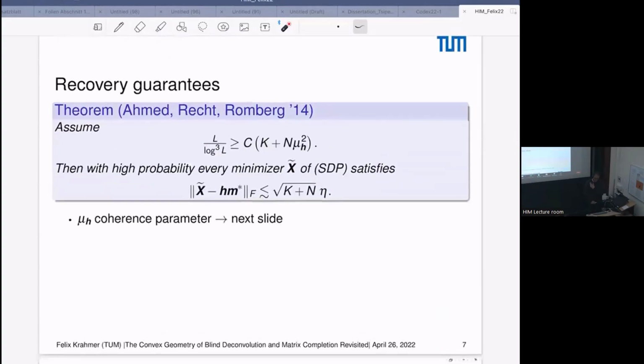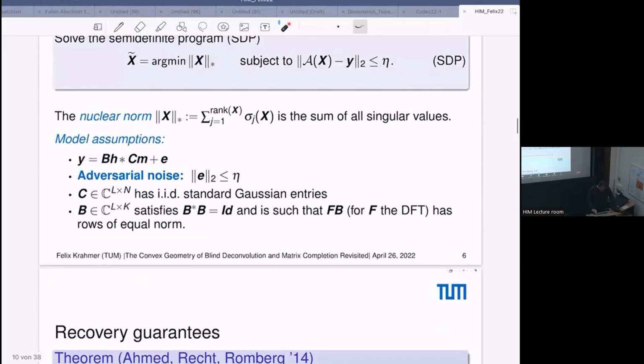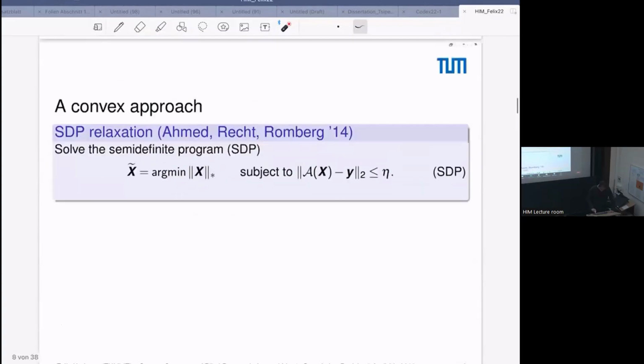So under these assumptions, this was the setting of this paper by Ahmed, Recht, and Romberg. They showed that with a number of measurements that is more or less linear in this dimension L, the number of measurements is a little bit implicit here, because you are taking two vectors of length L and looking at the convolution. So the resulting vector has L entries, so L should really play the role of the number of measurements.